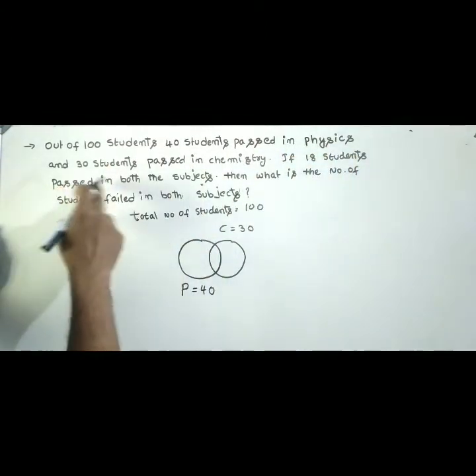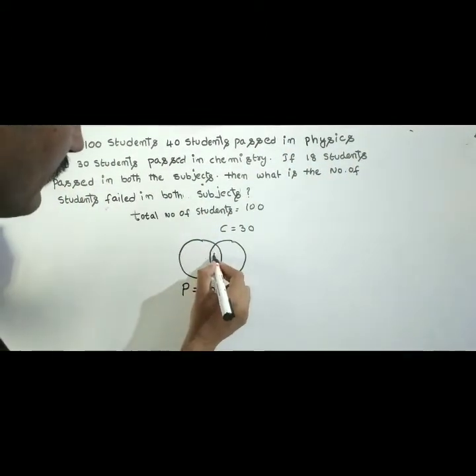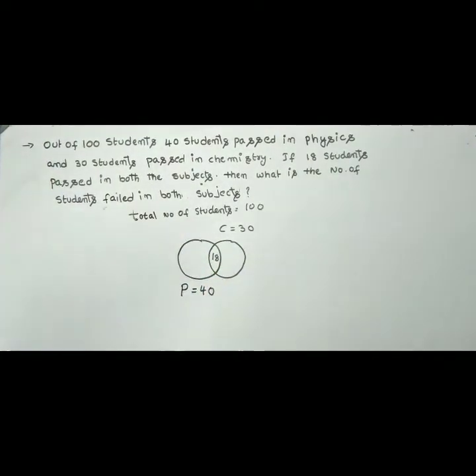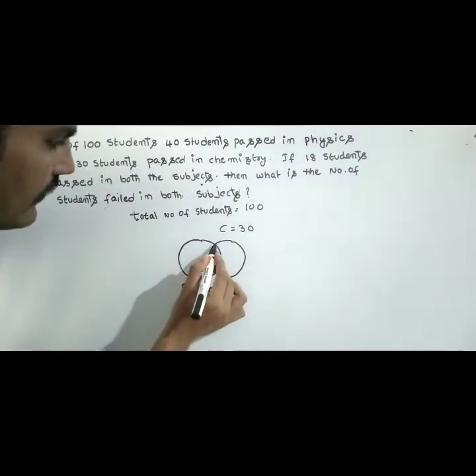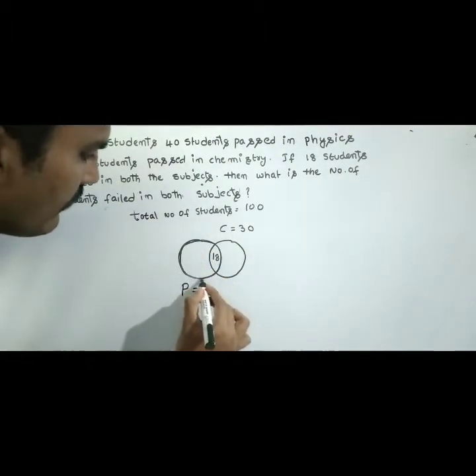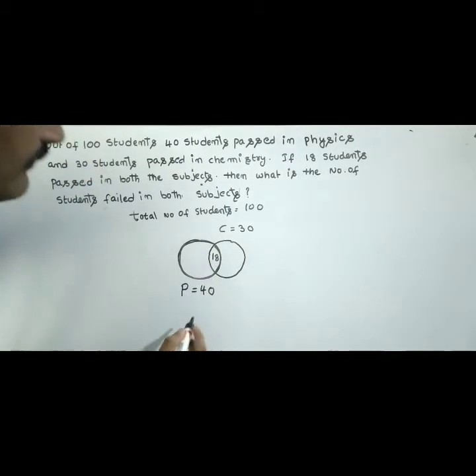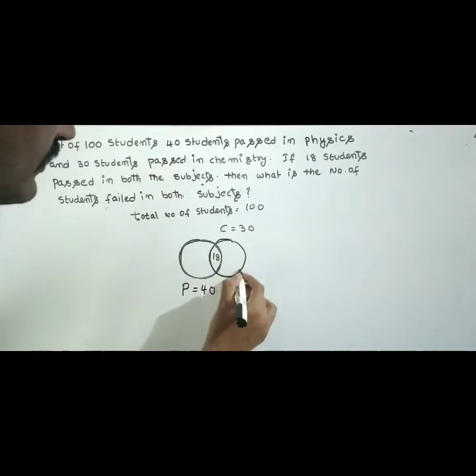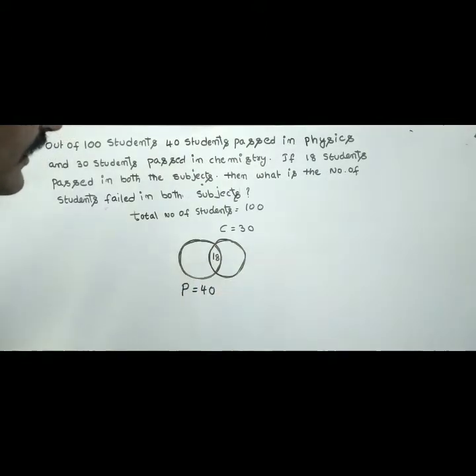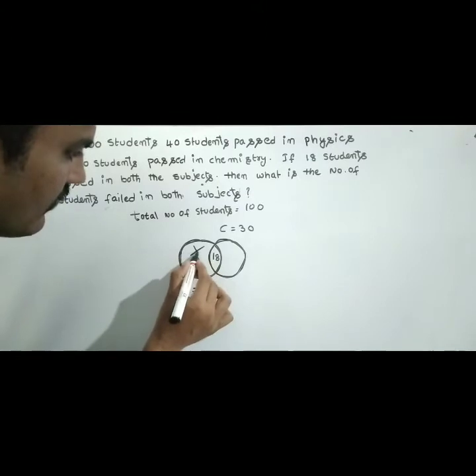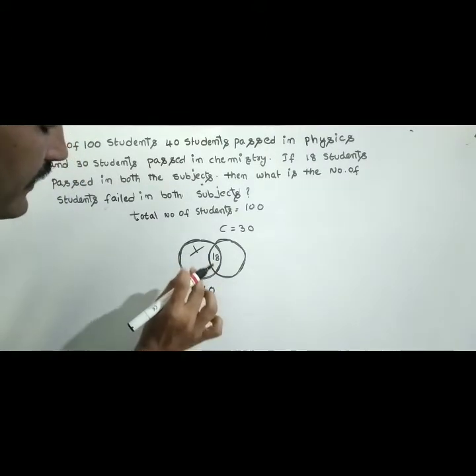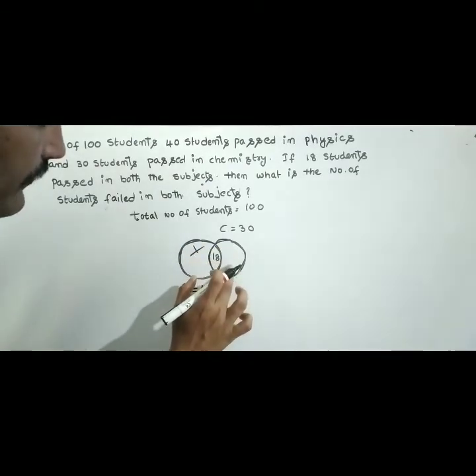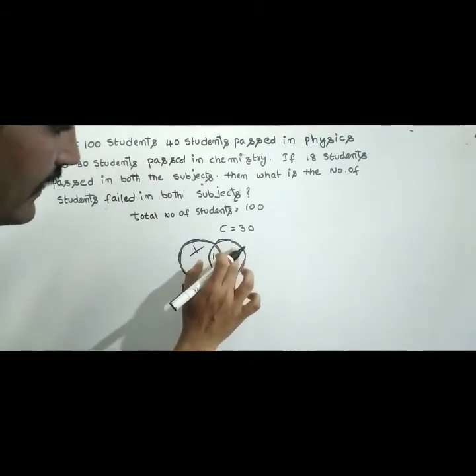See friends, what has he given? 18 students passed in both the subjects. That means both the subjects passed are 18 students. See friends, this represents total number of the students passed in physics. This represents total number of the students passed in chemistry. See friends, what is this portion? The students passed only in physics. This portion, the students passed only in chemistry.